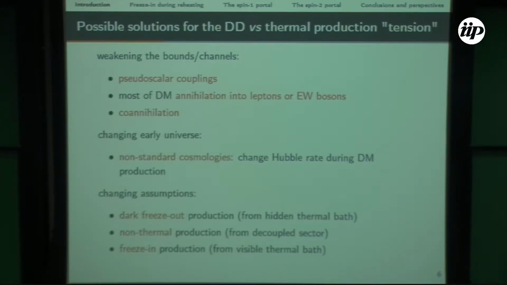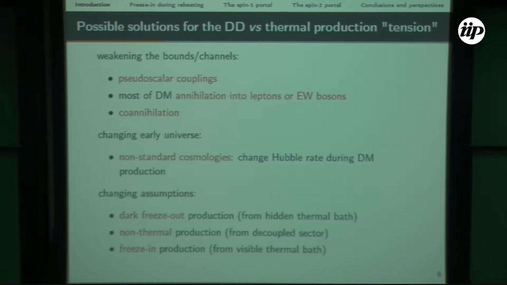So we can make the bounds weaker by invoking models with pseudoscalar couplings, by separating the couplings that led to the freeze out from the couplings that are probed by direct detections. So for instance, if the freeze out happens through annihilation into bosons, for instance, co-annihilations also, by invoking other particles involved in the freeze out process. And also, since the decoupling condition is essentially a comparison between the interaction rate and the Hubble expansion rate, by changing the Hubble expansion rate, we can change the predictions of the model.